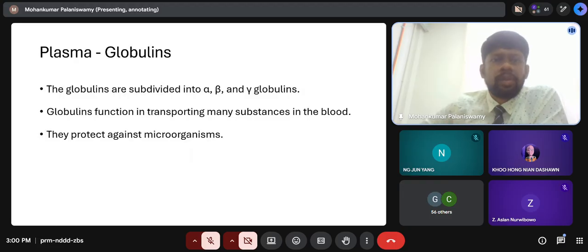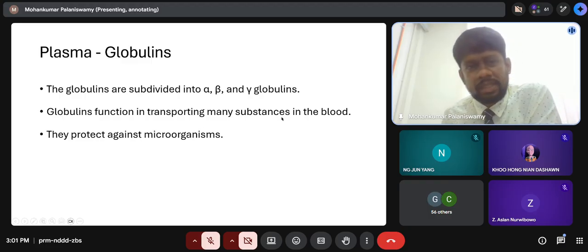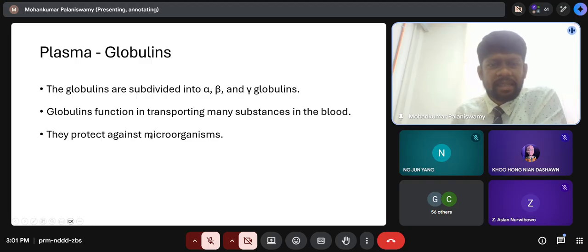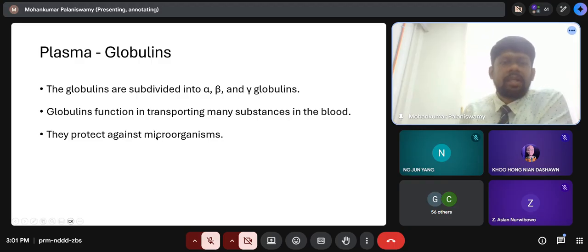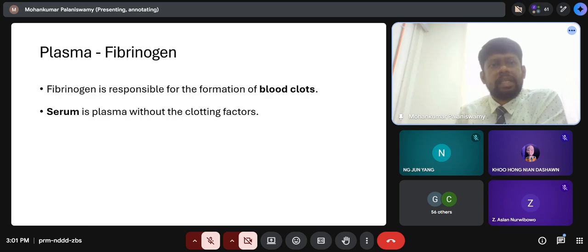Next is globulin. Globulin is further subdivided into alpha, beta, and gamma. The function of globulin is transporting many substances in the blood. They protect against microorganisms. So this is the primary function of globulin. Next is fibrinogen. This fibrinogen is responsible for the formation of blood clots.